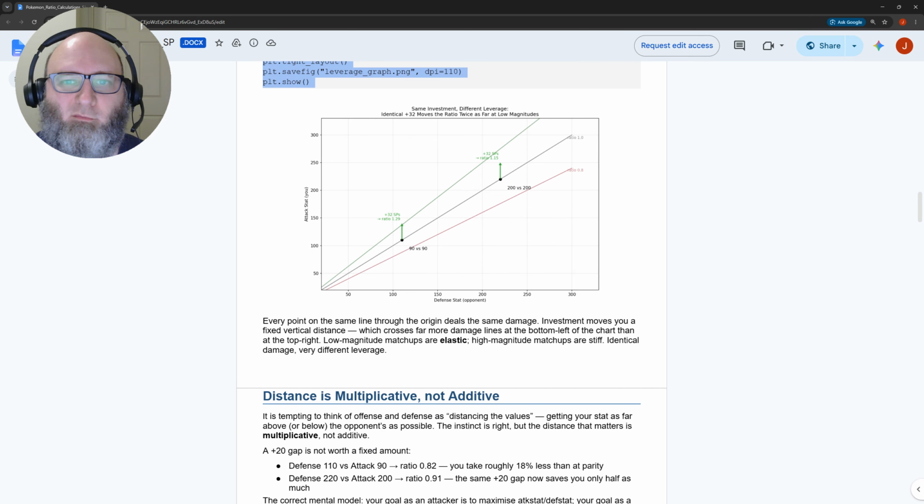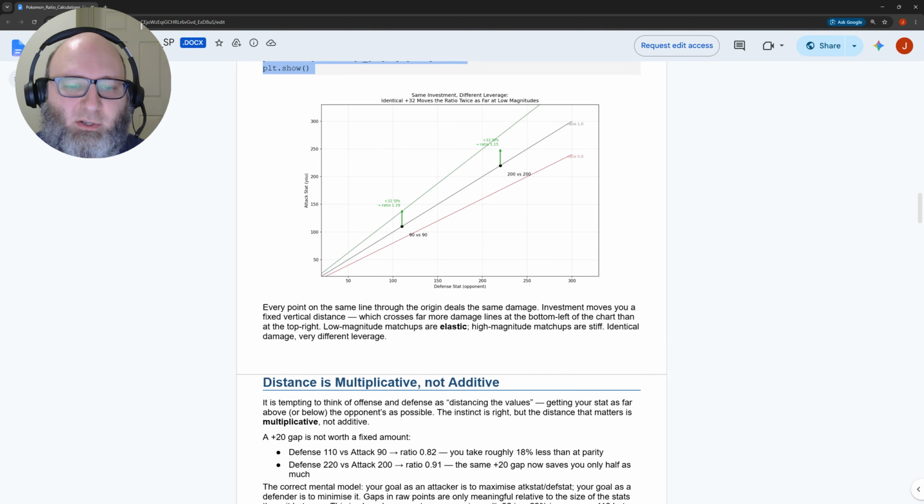So yeah, if you just want the graph, that's posted in there. So every point on the same line through the origin deals the same damage. Investment moves a fixed vertical distance, which crosses far more damage lines at the bottom left of the chart than it does at the top right. The low magnitude matchups are elastic, high magnitude matchups are stiff. Identical damage, very different leverage.